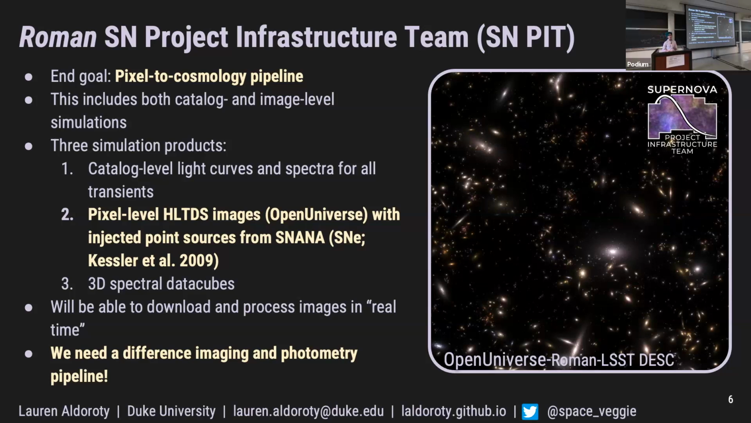So we'll have 3 simulation products. First is these catalog level light curves and spectra for all transients, not just type 1As. Second, the pixel level high latitude time domain survey images with injected point sources from SNANA, and those are the open universe sims, and this is the product that I'm talking about today. And third, 3D spectral data cubes. And eventually we'll be able to download and process these images in real time, which I'm really jazzed about because I think it'll be kind of fun. And in order to do all this, we need a difference imaging and photometry pipeline.